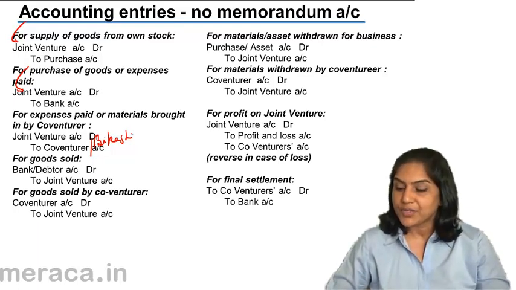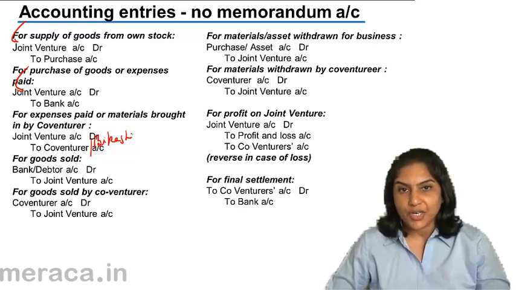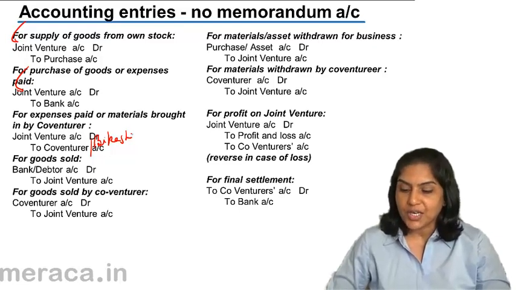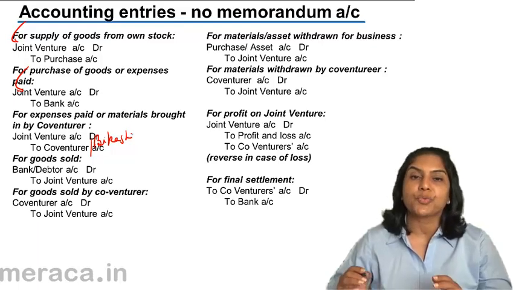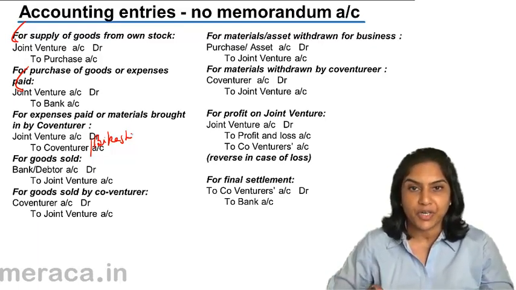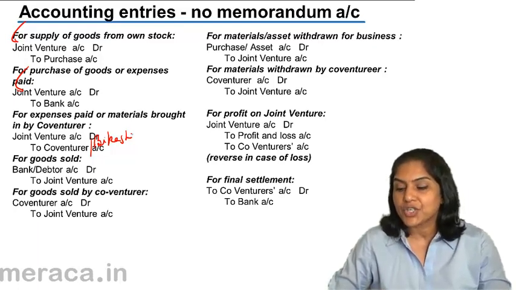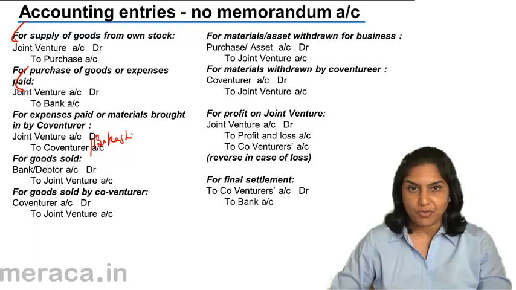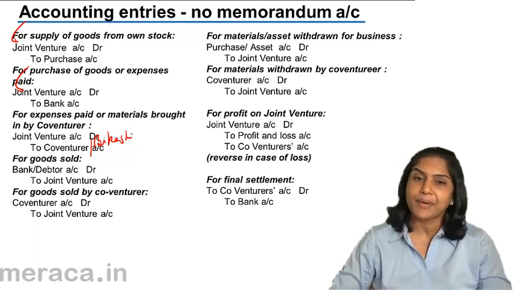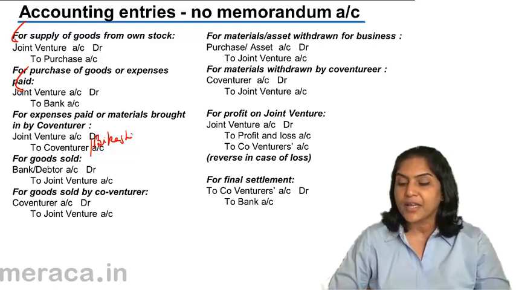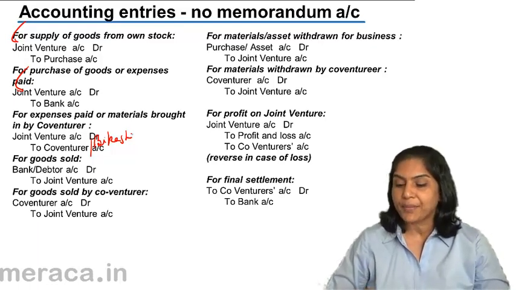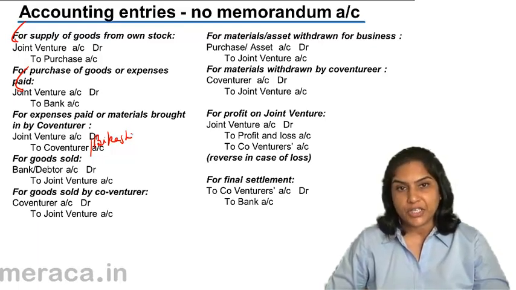For materials or assets which are withdrawn for the business, joint venture account is credited and the purchases account or asset account is debited. Suppose we remove furniture. If Akash takes over furniture and he intends to use it as furniture in his business, it becomes furniture account debit to joint venture account. Similarly, if the materials are withdrawn by Bikash, then we say co-venturer Bikash's account debit to joint venture.